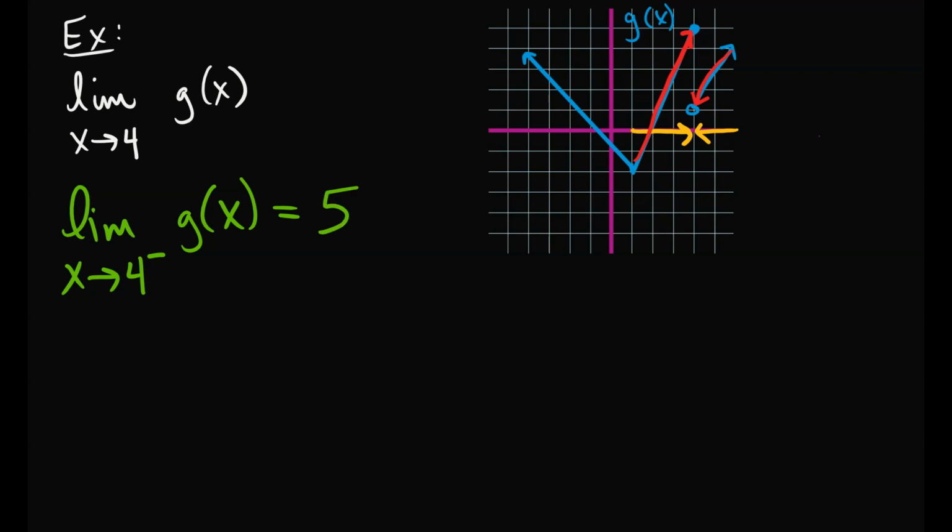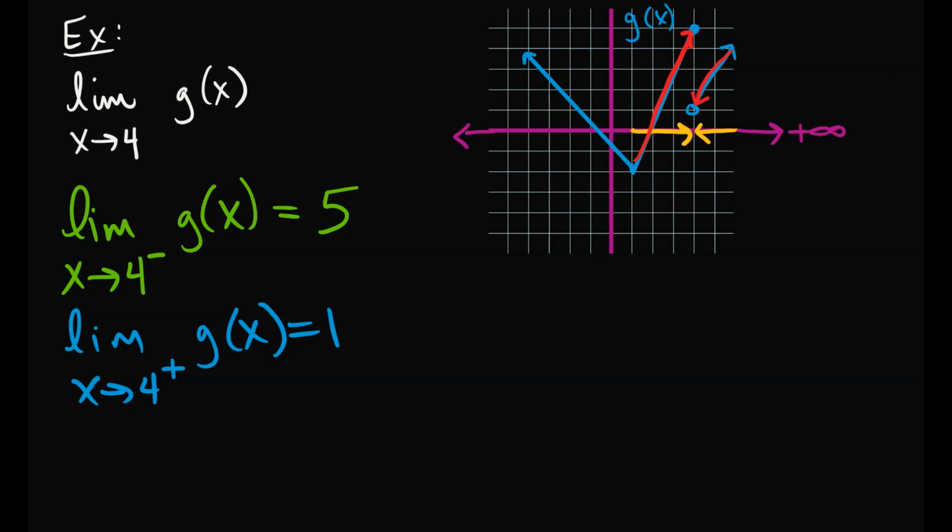And from the right-hand side, we have the limit as x approaches 4 with a superscript of a positive sign is 1. And this notation comes from the idea that if you were to write out your x-axis here, the right-hand side is moving towards positive infinity, the left-hand side is moving towards negative infinity. So if you're coming from the right-hand side, you're moving from positive infinity, from the left-hand side, from negative infinity. So that explains those superscripts.